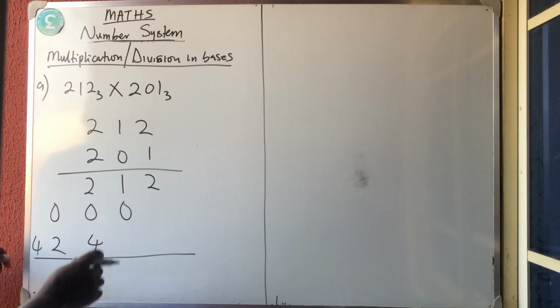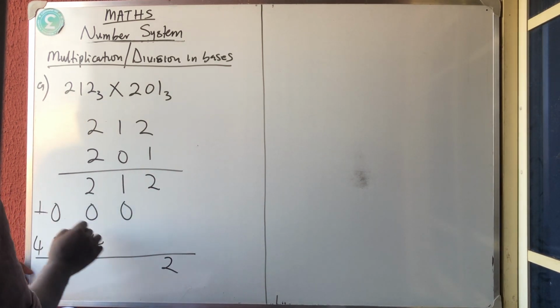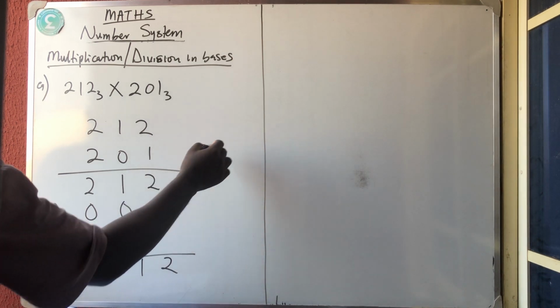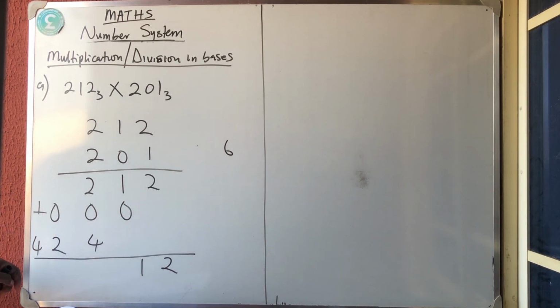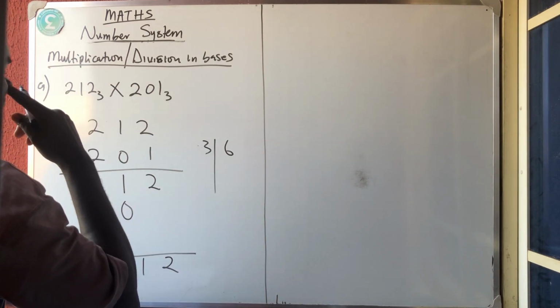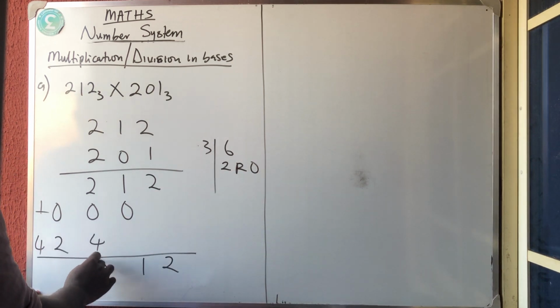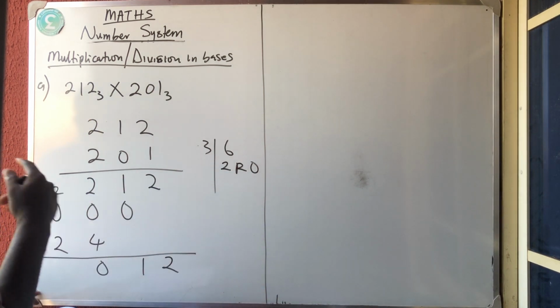So let us add. Bring down 2. This plus this, 1. This plus this is 6. I cannot write 6 because it's in base 3. So let me share. 6 divided by 3, I'm having 2 remainder 0. I'll write my remainder 0. Carry the 2 and put it here.